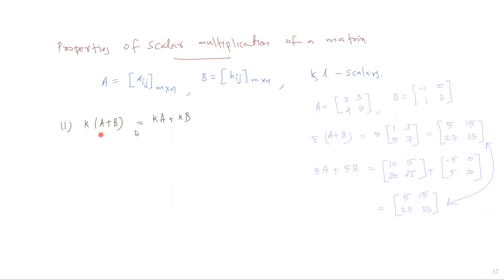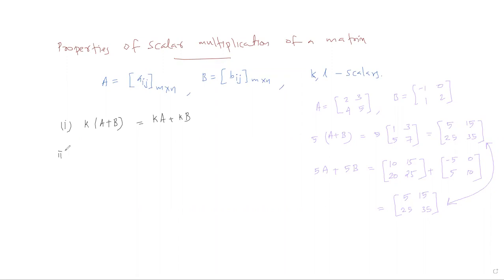So what it means is, if you want to scalar multiply the sum of two matrices, either you can multiply the first matrix with the scalar, then the second matrix with the scalar, then add, or instead you can find A plus B and take K common from A and B. That's all. Understood? That is one simple property that you can verify yourself. It is not a big thing.